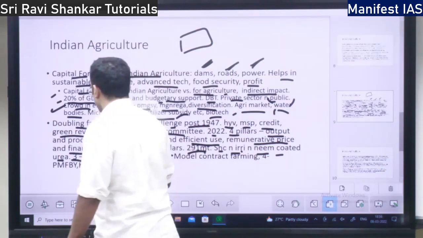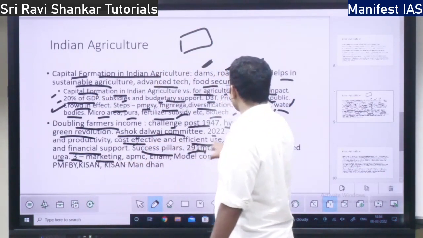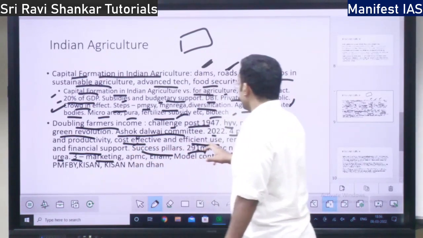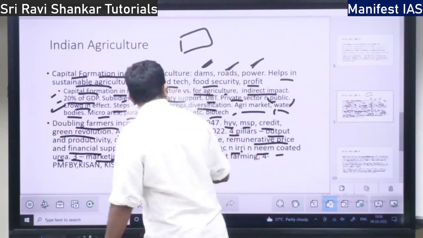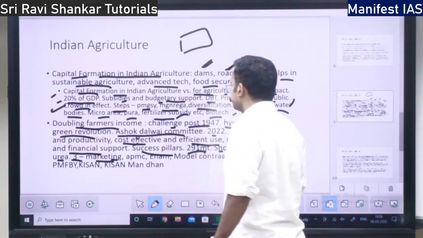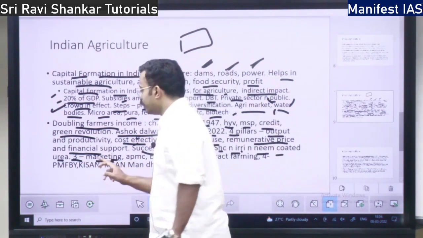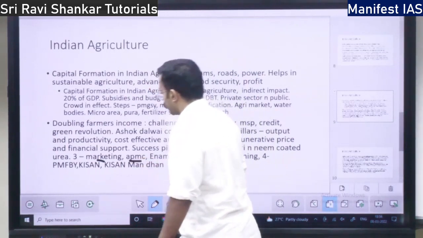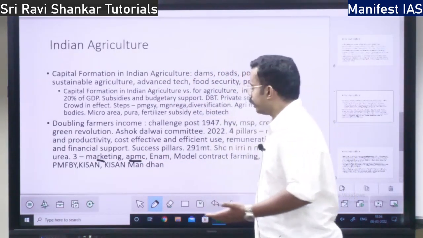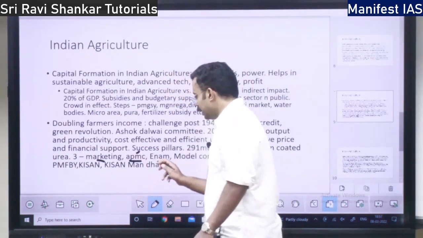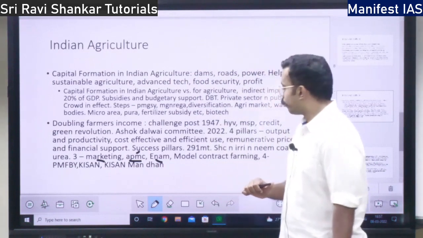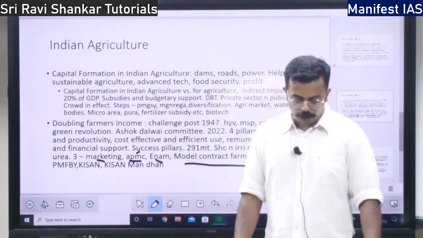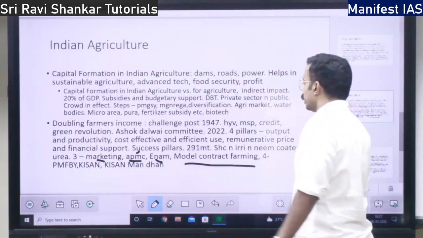Next you have the third pillar, which is remunerative price. For remunerative price, we have increased the marketing, to provide a good price. So we have expanded APMC. APMC is there, and the National Agricultural Market is there in order to provide remunerative price. Then you also have the Niti Aayog Model Contract Farming Act, which will also provide remunerative pricing.